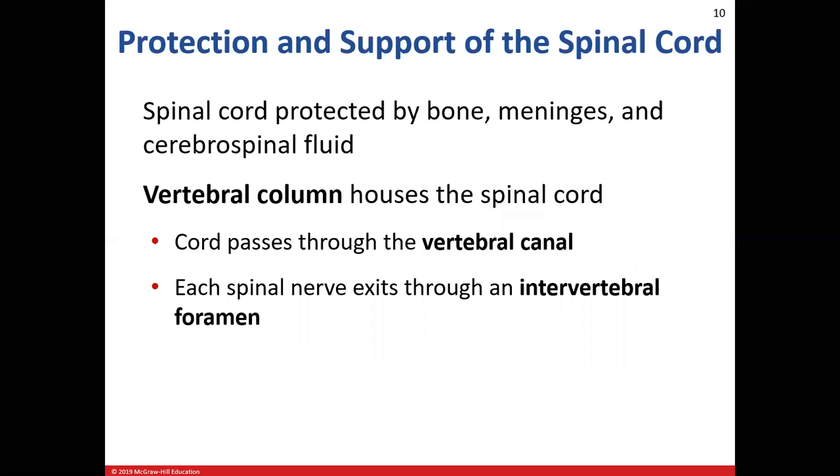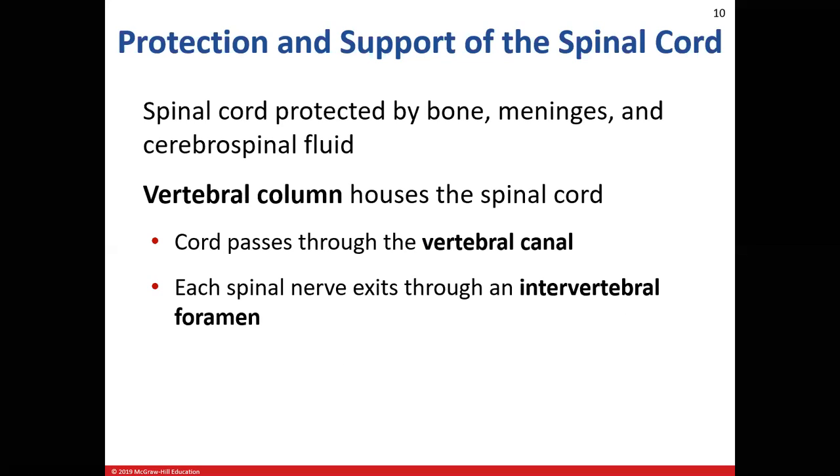So how do we protect and support the spinal cord? Well, one, we know that the spinal cord is protected by bone, and that's what the vertebral column is for. Just as we had in the brain, we also have meninges, and those are basically continuous into the spinal cord. And then we also have cerebrospinal fluid. So you'll notice that for the most part, it's really all the same structures with the exception of the blood-brain barrier. Now the vertebral column houses the spinal cord, and the cord passes through the vertebral canal, or the large opening that the column makes.